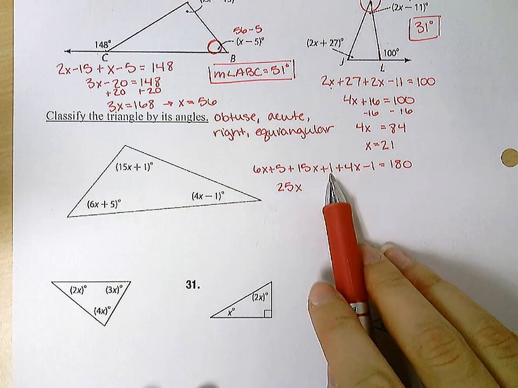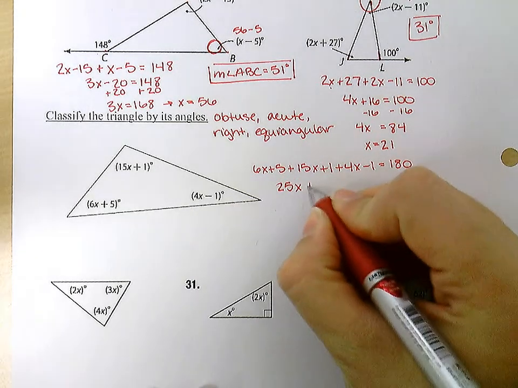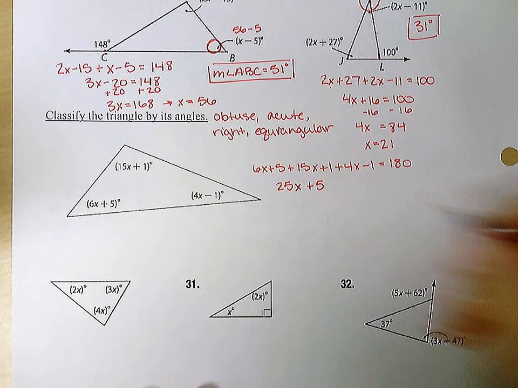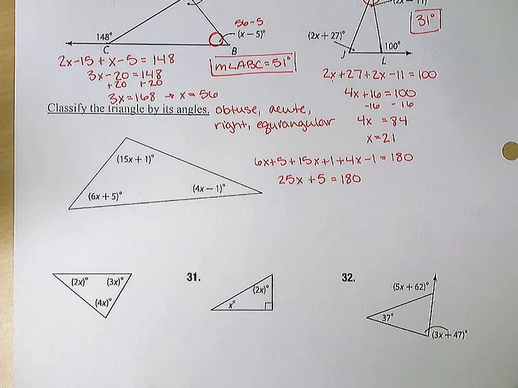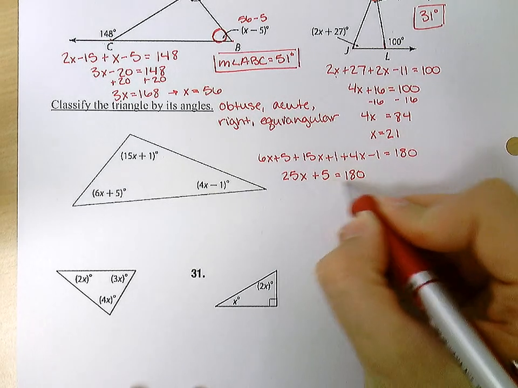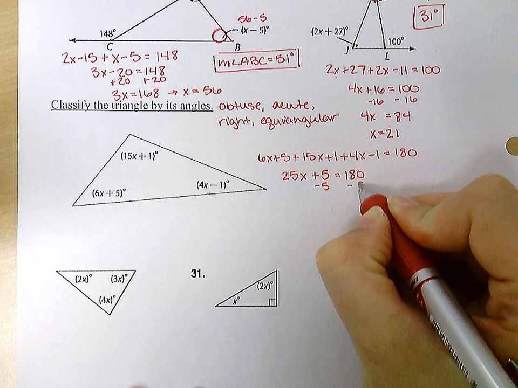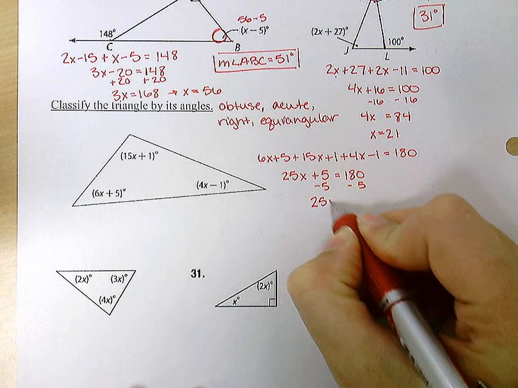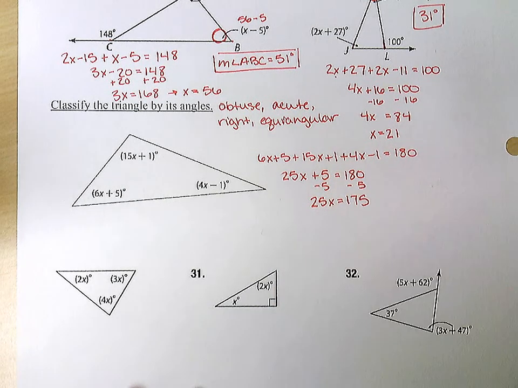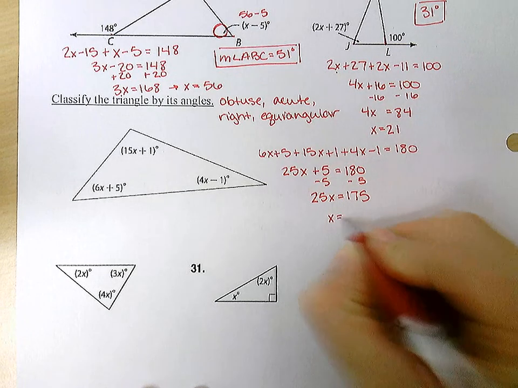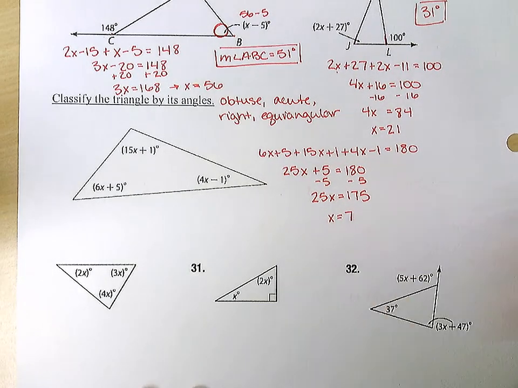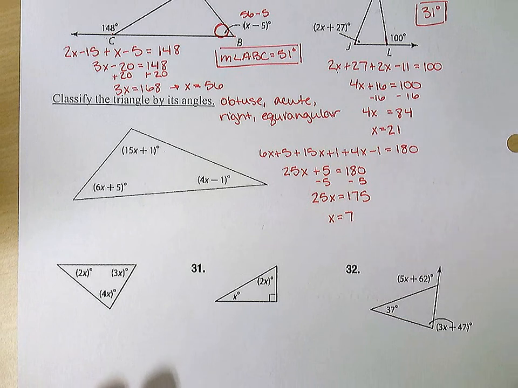I have 5 plus 1 minus 1. That's 5. And that's still equal to 180. I would subtract 5 from both sides. So I have 25x is equal to 175. Divide both sides by 25. x is 7.